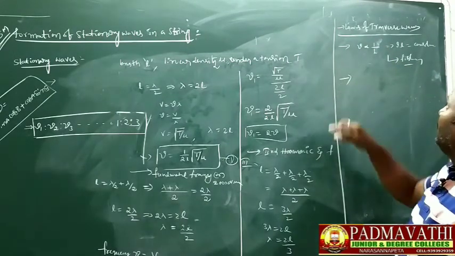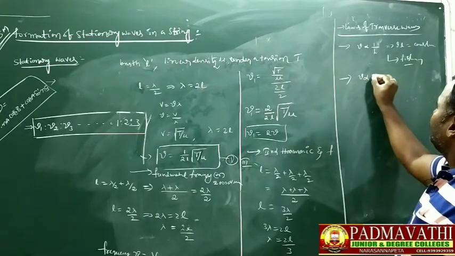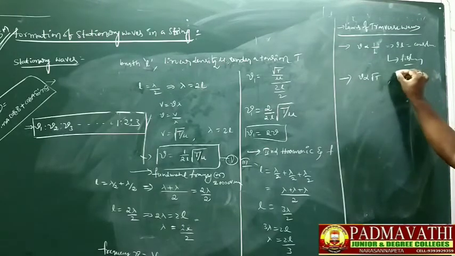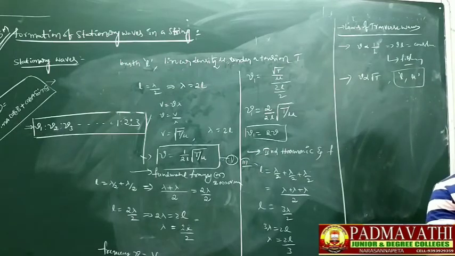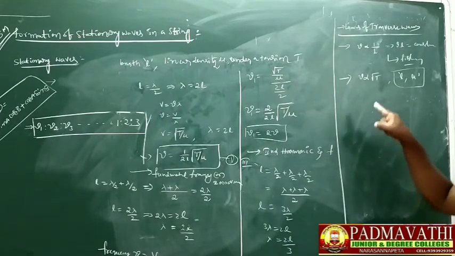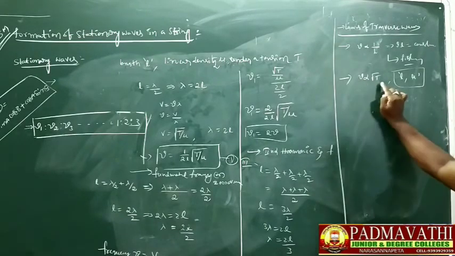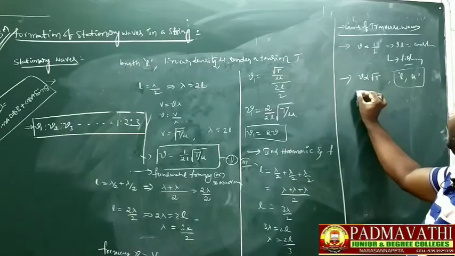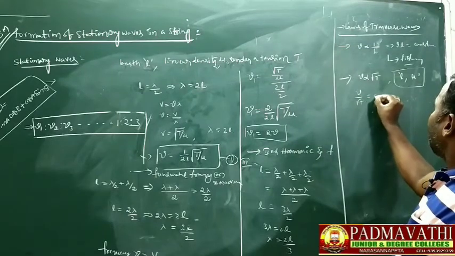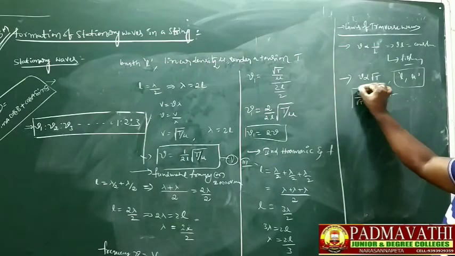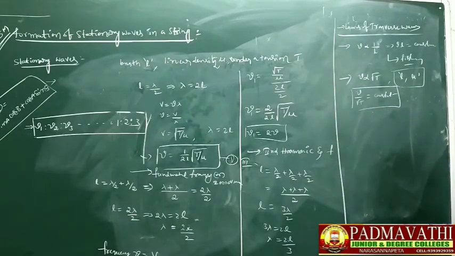And the second one, nu is proportional to root T. Here length and linear density are kept constant. In a stretched string, when length and linear density are kept constant, the frequency of the stretched string is always directly proportional to the root of the tension. That is nu is proportional to root T, so nu by root T is equal to constant. This is the second law of transverse waves.